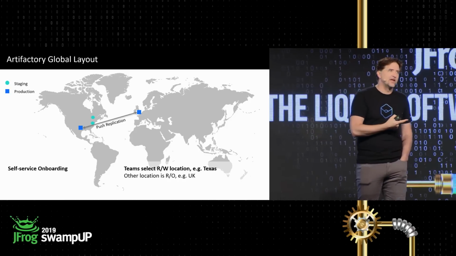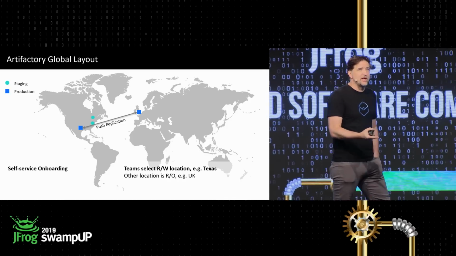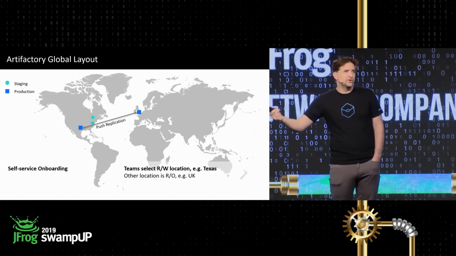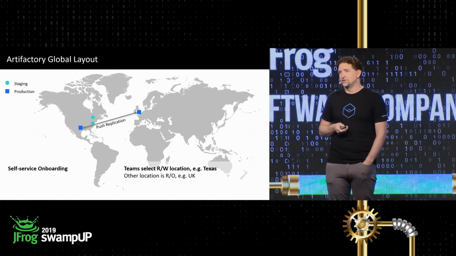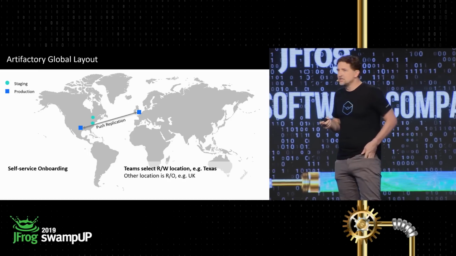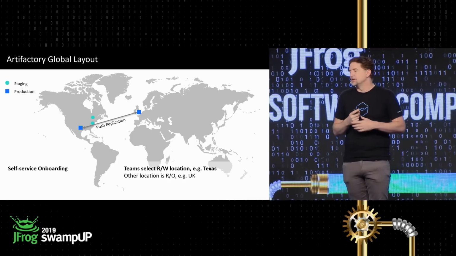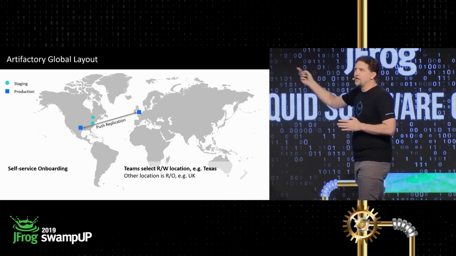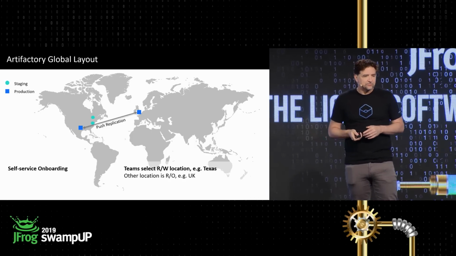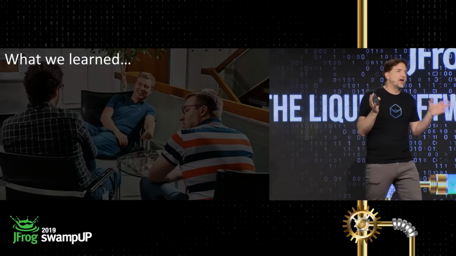So in the event of some kind of outage in that region, we can switch over to the other region, and those artifacts are still available for those teams. But it's one way, and that's something we'll talk about as well, that you have to pick a primary and you get a read-only replica somewhere else. So that's how we stood up Artifactory to service this team.